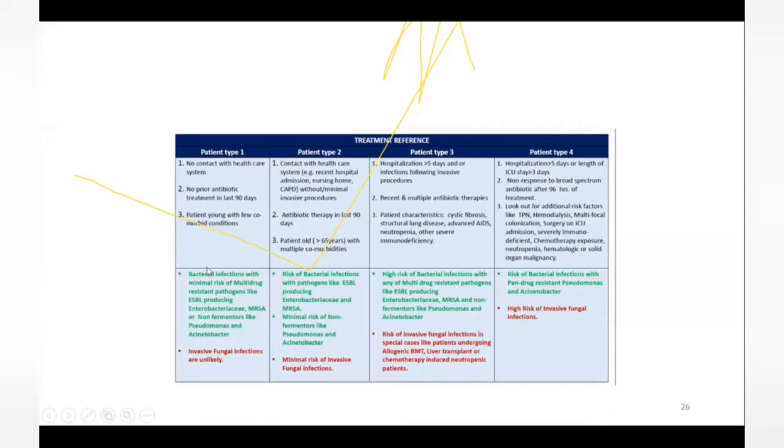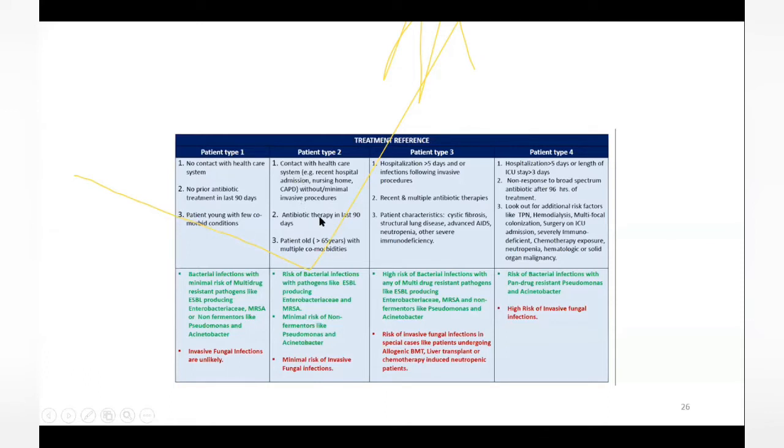In this group of patients, their bacterial infections include minimal risk of multi-drug resistant pathogens like ESBL producing Enterobacteria or MRSA, or non-fermenters like Pseudomonas and Acinetobacter. So this group of pathogens is very less predominant in this group of patients, and invasive fungal infections are unlikely in this group of patients. While in patient type 2, there is a contact with the healthcare system.